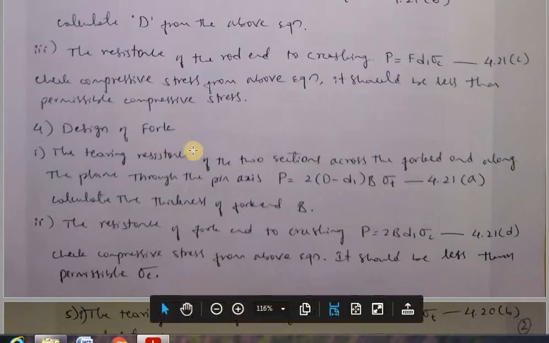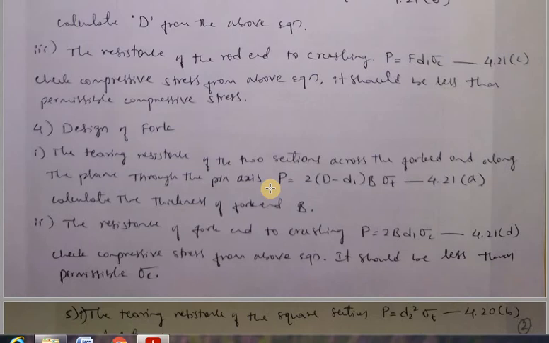Next we have design of the fork, and here first we are going to calculate the thickness of the fork end, that is B, using equation number 4.21a. So here we have this equation 4.21a, that is P is equal to 2 times d minus d1 into b into sigma t. Here we are going to find the value of b, which is the thickness of the fork end B.